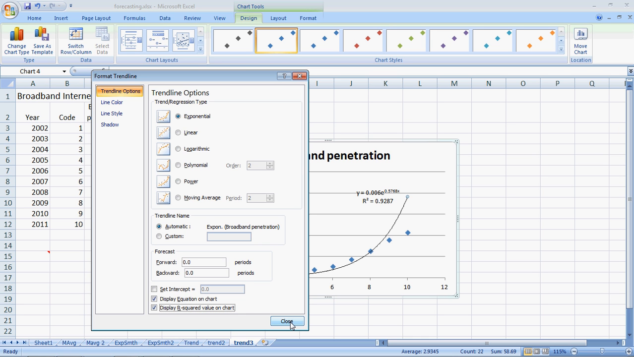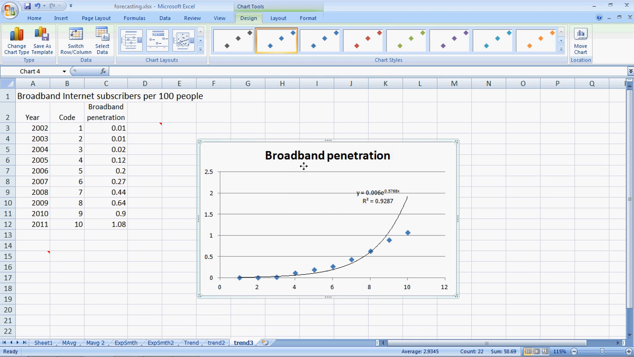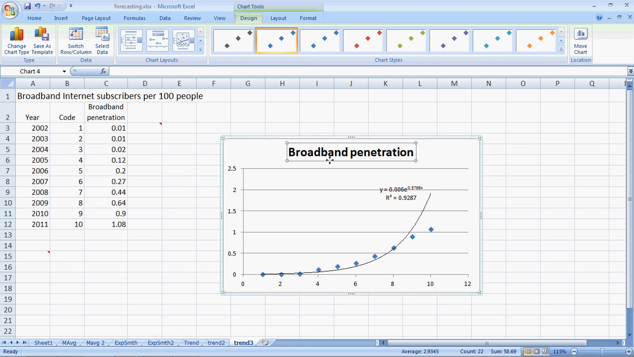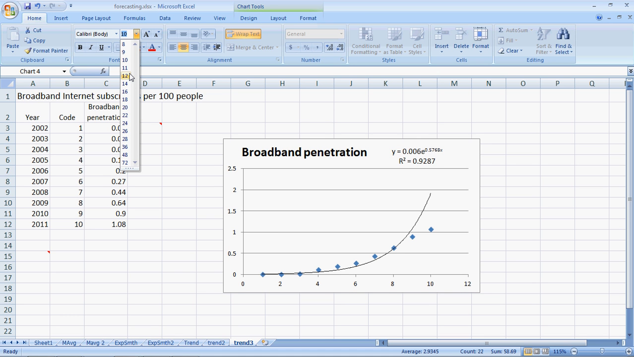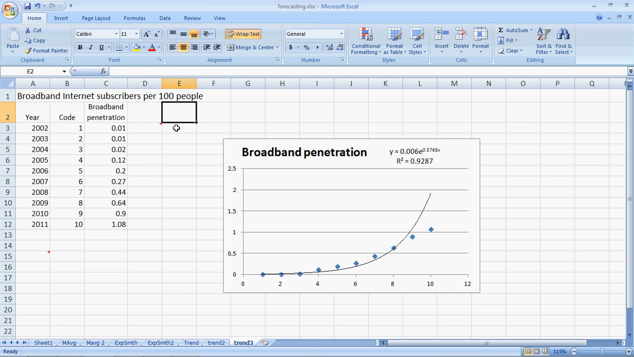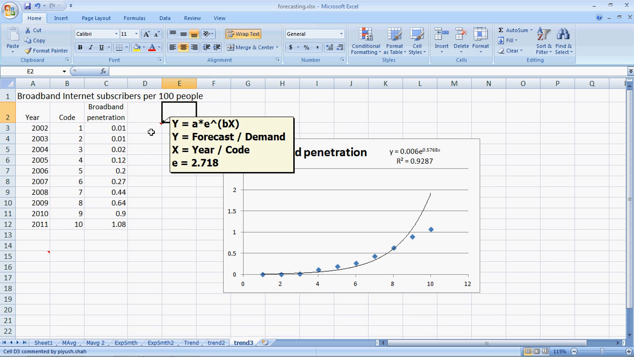And I close it. Let me shift this label a little bit to the left so that we put this equation here. I'll increase the font size of this equation so that you can see it better. Perfect. The equation in exponential generally varies. Y is equal to A e raised to bx, where y would be the forecast or the demand, x would be the year or the code, and e is a constant 2.718. Excel makes our task very easy.